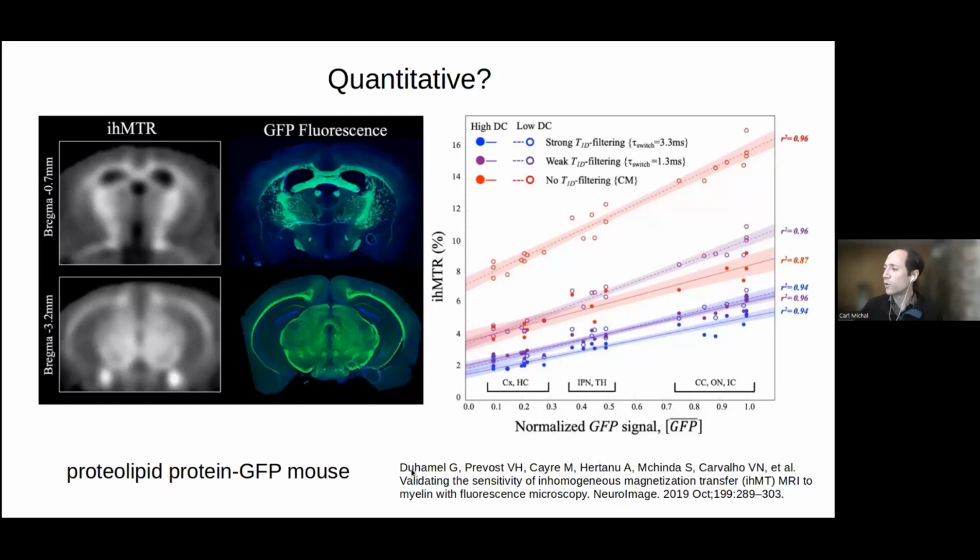And you can see there's a very high correlation between the ihMT ratio and the green fluorescence. These are all different variations of the ihMT experiment tuned in slightly different ways. But you can see for each of these experiments, there does seem to be quite a nice correlation between the green fluorescence signal and the ihMT ratio. One thing worth noting is that each of these graphs has a non-zero intercept, so that even when there is no green fluorescence signal, which would indicate no myelin, there is still some ihMT. But there is a nice linear correlation in most of those cases.